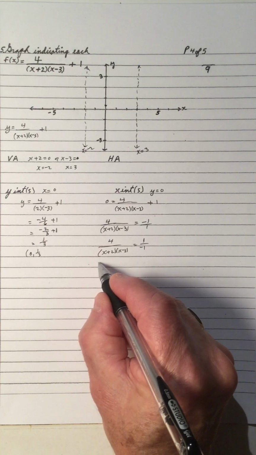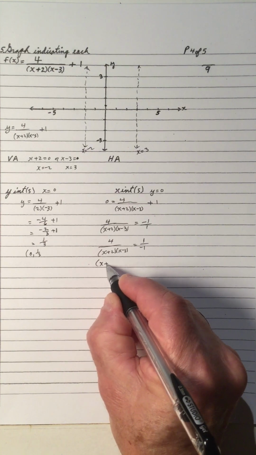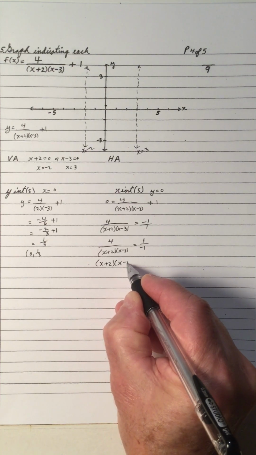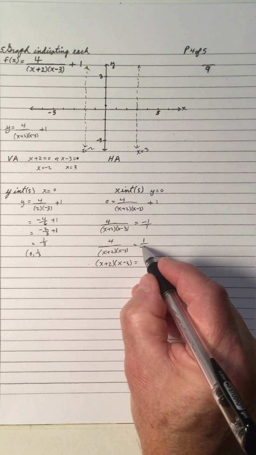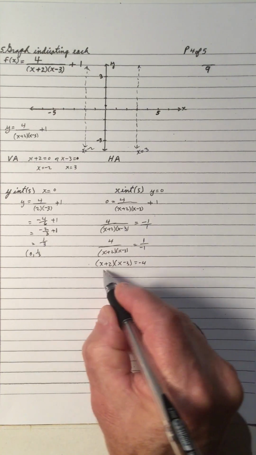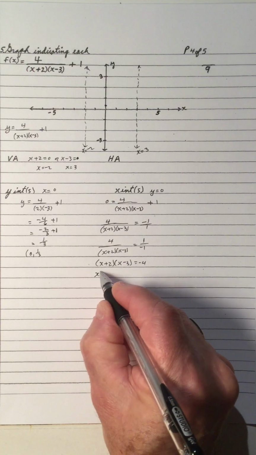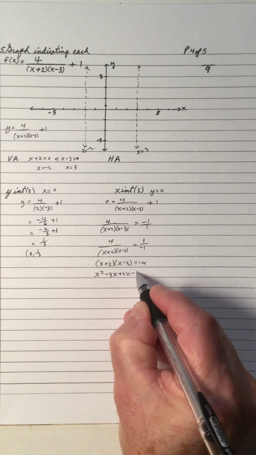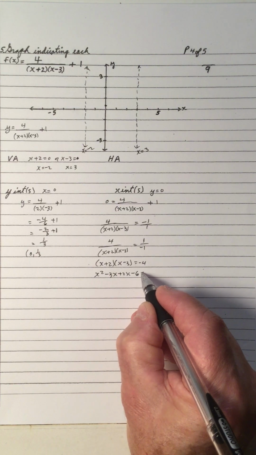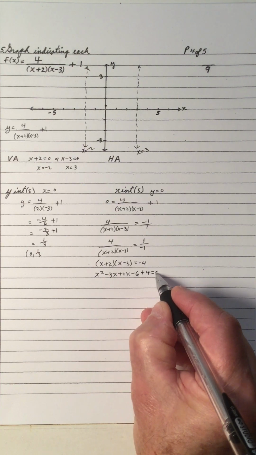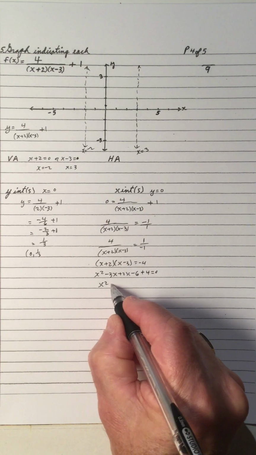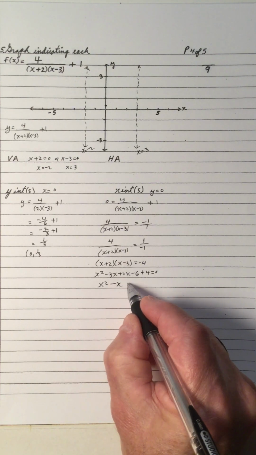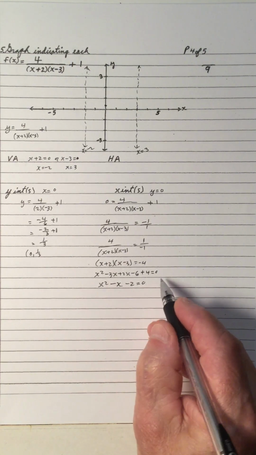So multiply, I get x plus 2 times x minus 3. And 4 times negative 1 is negative 4. FOIL this: x squared minus 3x plus 2x minus 6 plus 4 equals 0. So that's x squared minus x minus 2 equals 0.